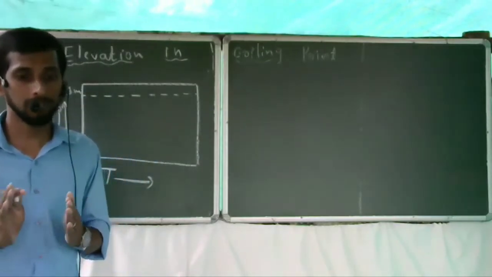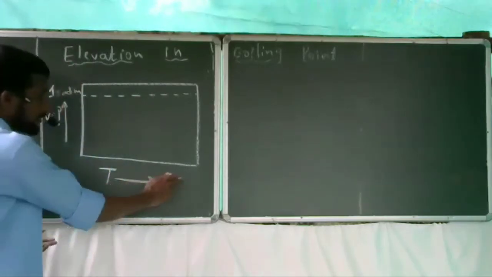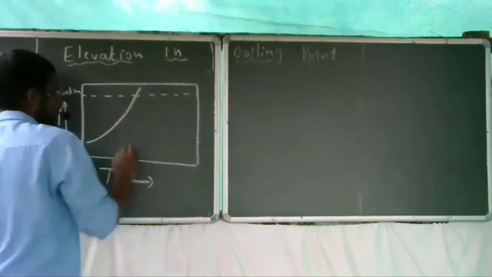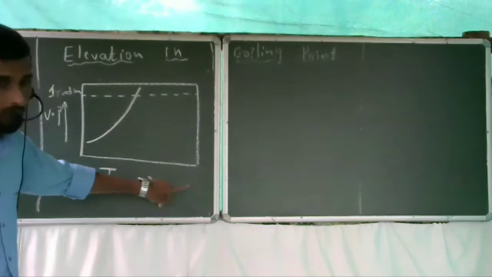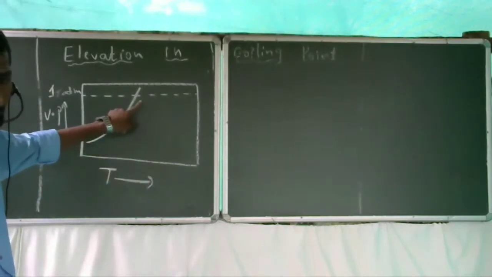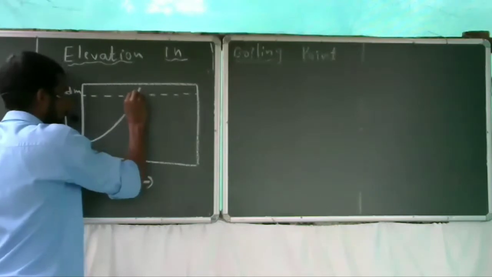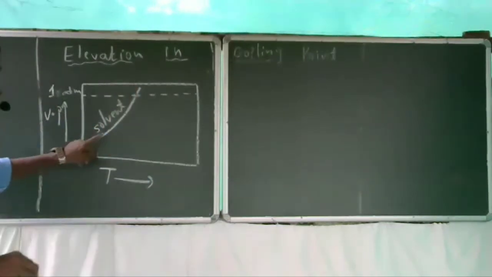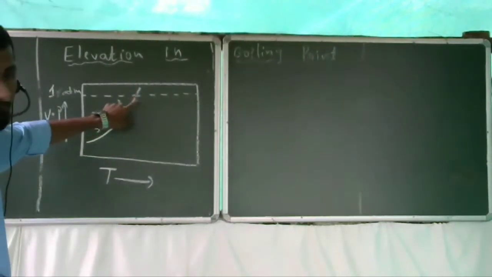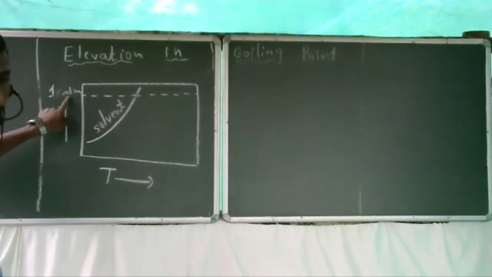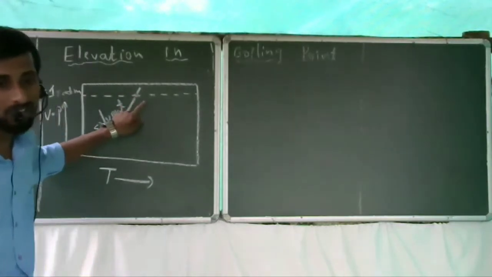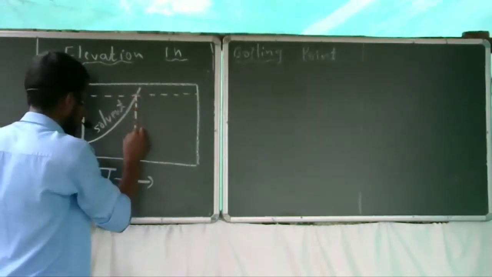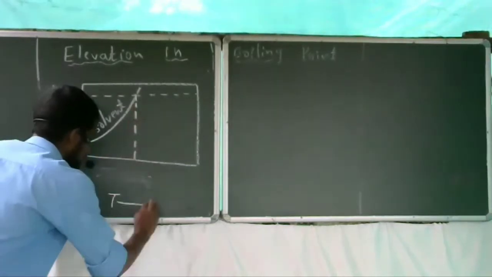For the pure solvent, as temperature increases, vapor pressure also increases, so we get a curve like this. This curve is for the solvent. What is this point actually? Here vapor pressure equals atmospheric pressure. What is that point called? That point is called the boiling point of the solvent, and we can write it as TB naught.